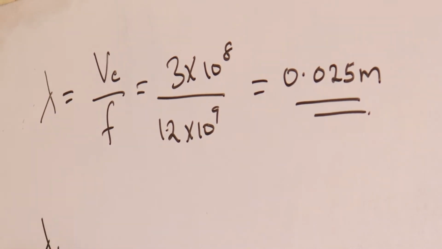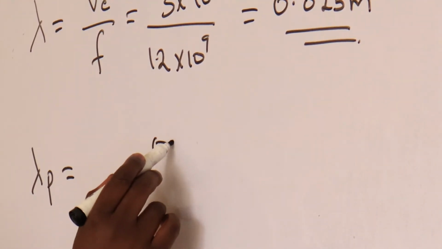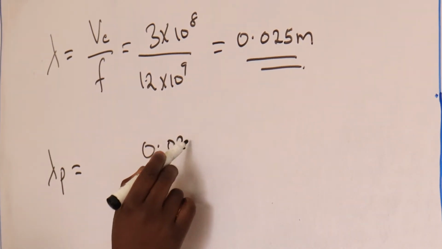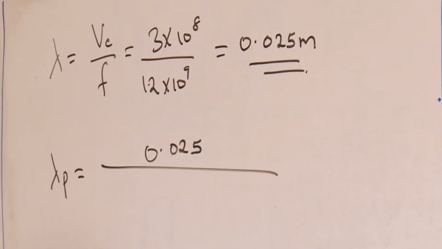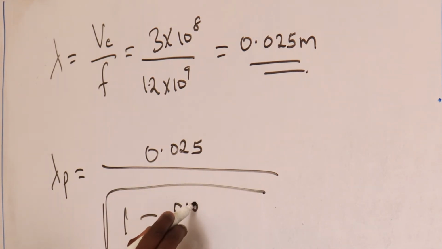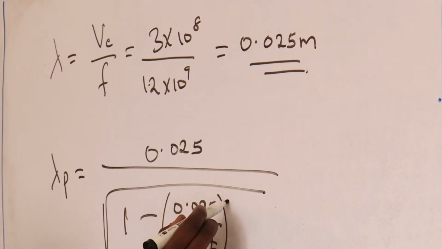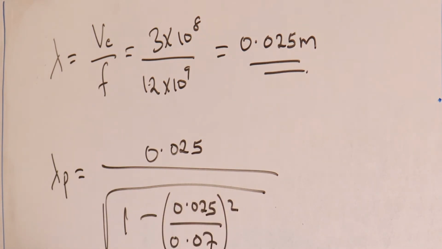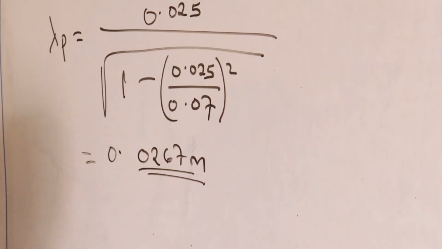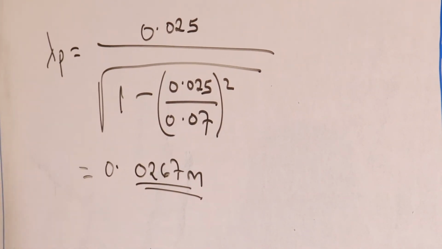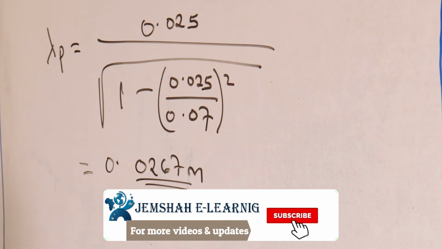So our guide wavelength is supposed to be 0.025 meters over the square root of 1 minus 0.025 over 0.07, squared. Then inserting our formula, we shall have a guide wavelength of 0.0267 meters.